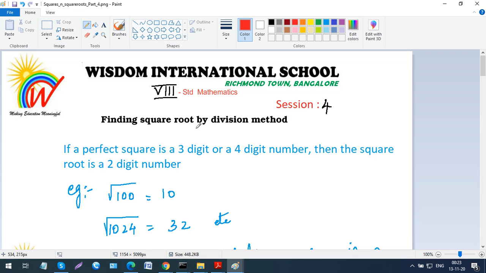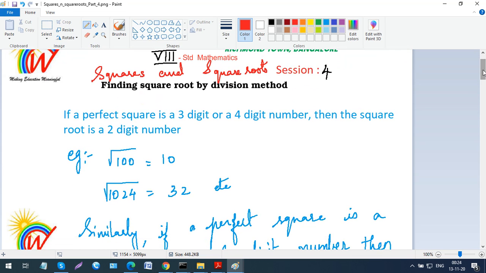So children, we have come to the end of this chapter, squares and square roots. Okay, this is the chapter squares and square roots. So today we'll learn how to find the square root by the division method.